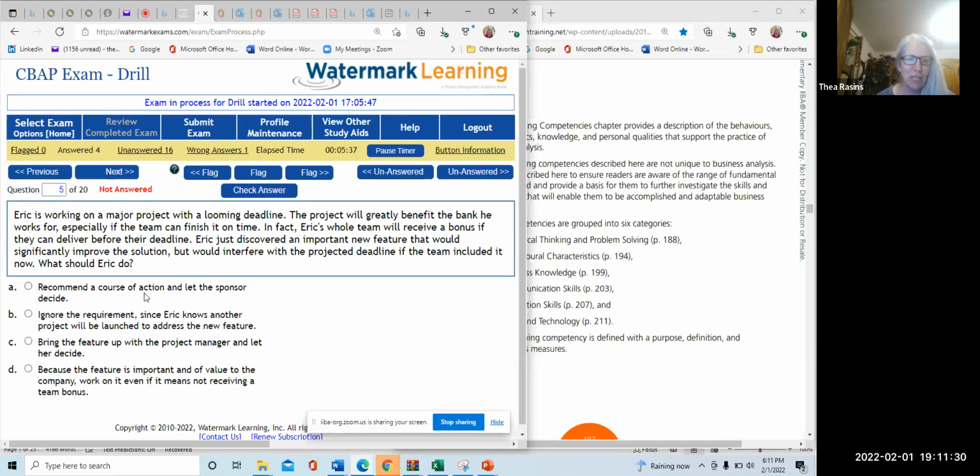Recommend a course of action and let the sponsor decide. Ignore the requirements since Eric knows another project will be launched to address the new feature. Bring the feature up with the project manager and let her decide. Or because the feature is important and of value to the company, work on it even if it means not receiving a team bonus. What should Eric do?